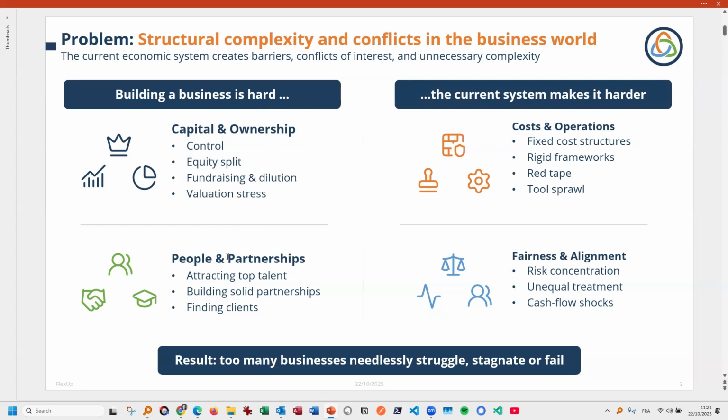But then we also have the problem of how do you attract good talent? Like when you don't have money, how do you attract talented people? How do you build this partnership with your strategic suppliers and clients? So the quail breeding case study is a good example where FlexUp creates a strong connection between the farm and the breeder, right? So it's a way to ensure long-term collaboration.